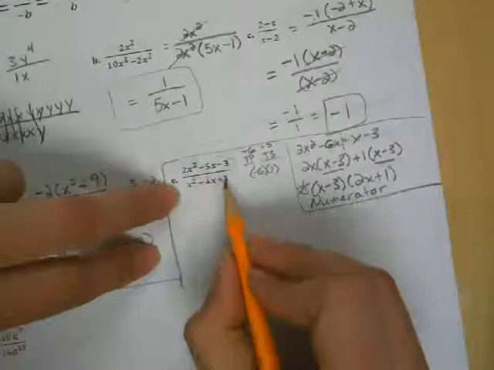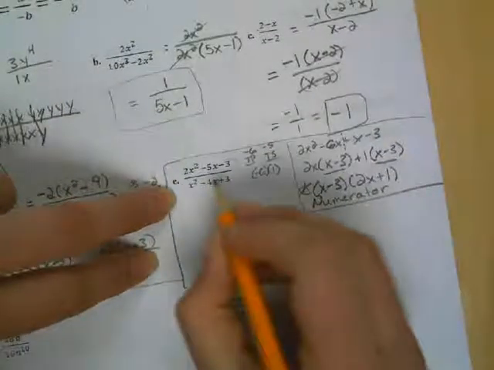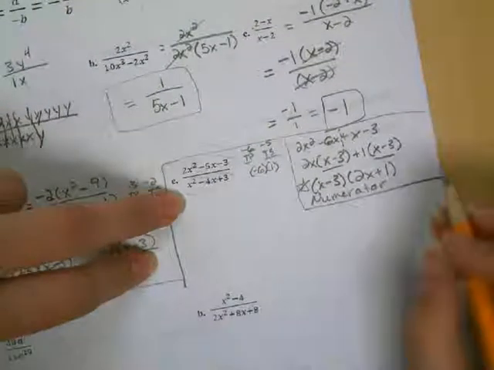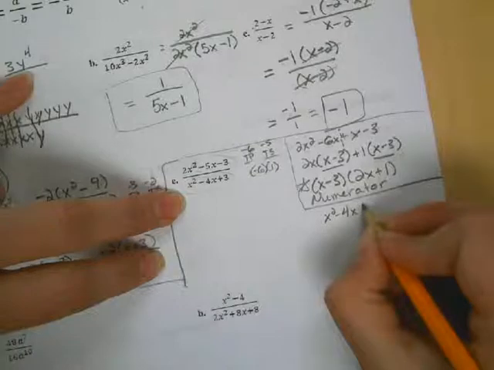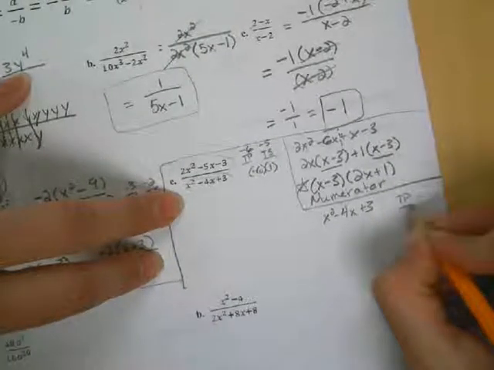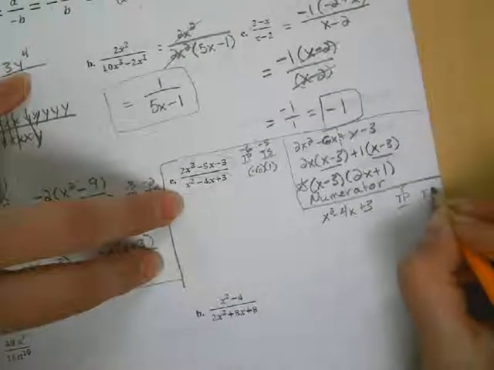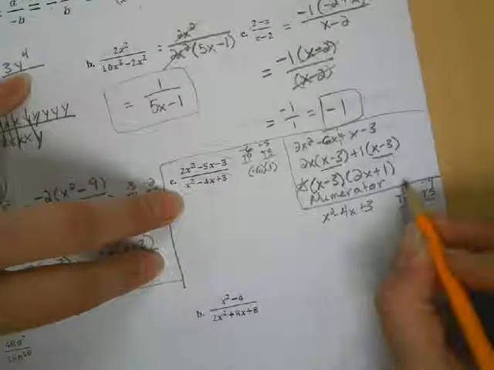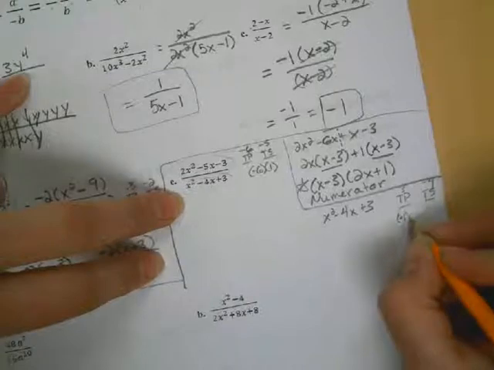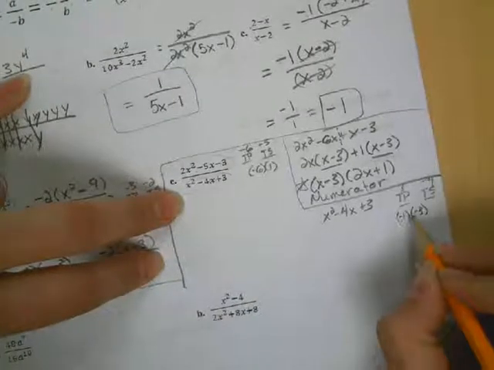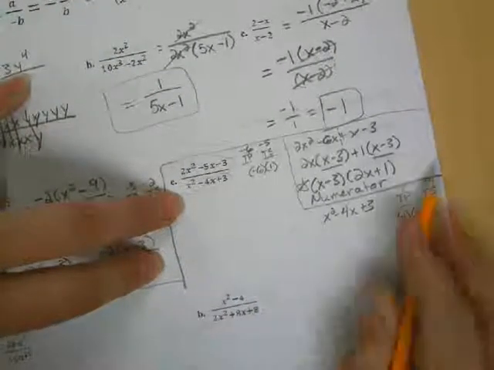I also need to factor the bottom here. So I've got x squared minus 4x plus 3. Target product is 3. Target sum is -4. So my two numbers that multiply to 3 but add to -4 would be -1 and -3. Okay, negative times a negative makes +3. Add those, you get -4.